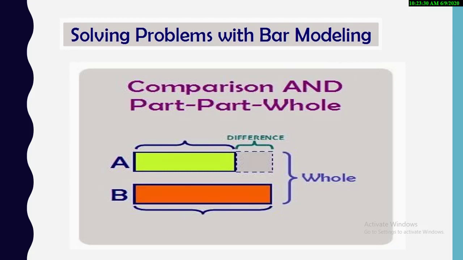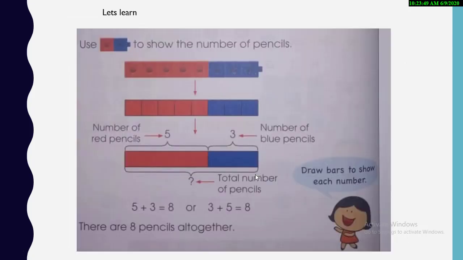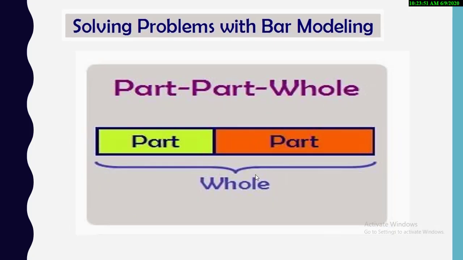So in this kind of word problem, where you are going to find out a small chunk or small piece of the bar model, you are going to subtract. What are we going to do? We will subtract in this word problem. In the previous slide you saw that two parts were given and you were going to find out the whole value, so you add.